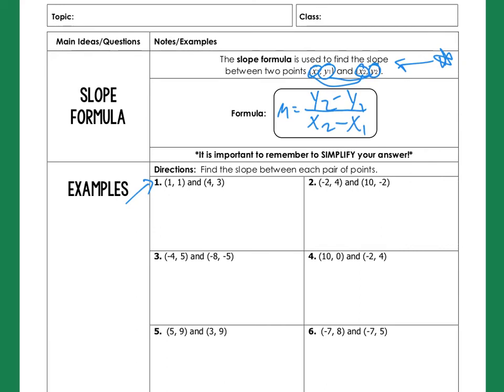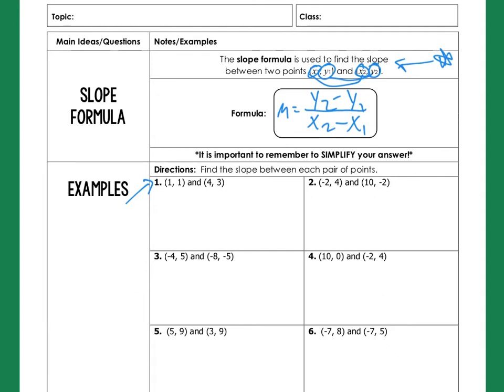Now there's 2 reasons why we're doing what we're doing. First of all, we focus on the y's because the y-axis is our vertical axis. So the y-coordinates tell us how far up or how far down we go. Same thing with the x's. The x's are on the bottom because those are the horizontal coordinates.